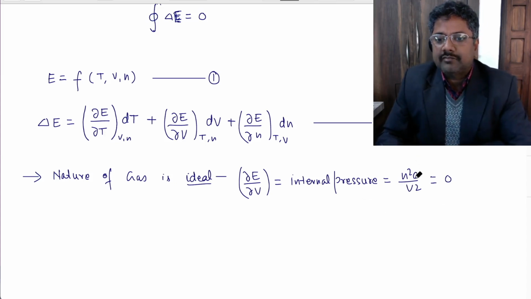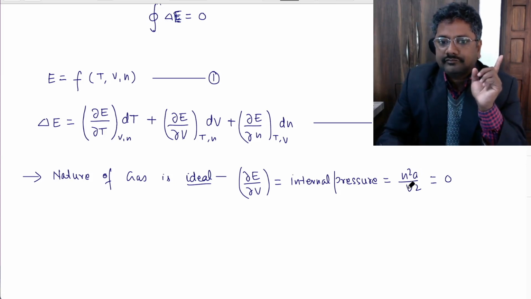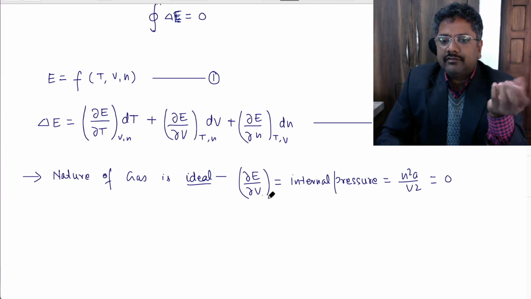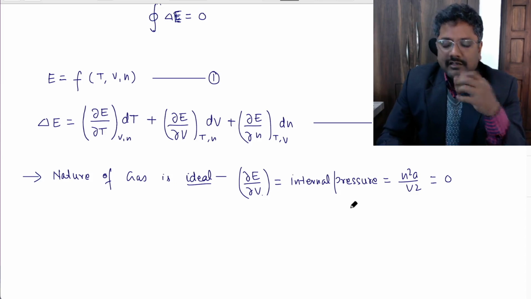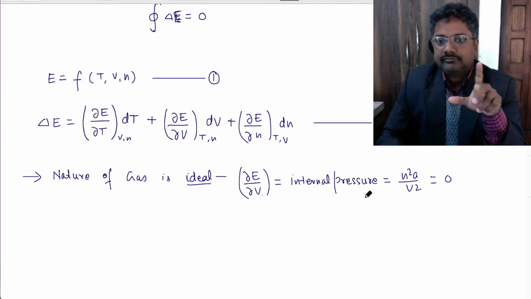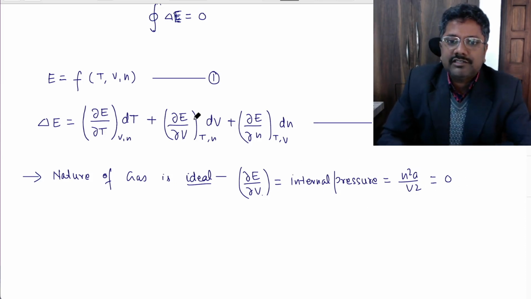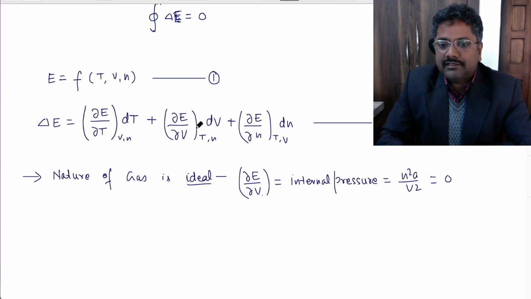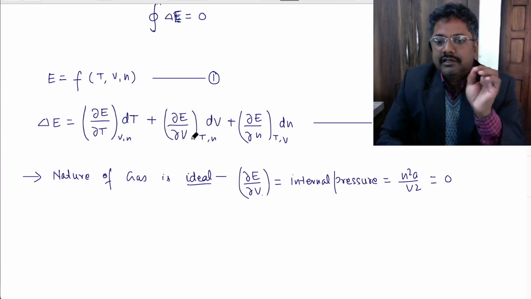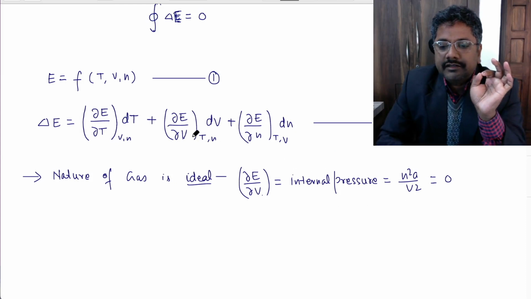Remember, internal pressure, van der Waals equation: energy by volume, unit of energy by unit of volume, we will get the pressure. So this pressure is known as internal pressure basically. This internal pressure is equal to n²a/V², and this is 0 for an ideal gas. So this term is 0 for an ideal gas, meaning internal energy is independent of change in volume for an ideal gas.